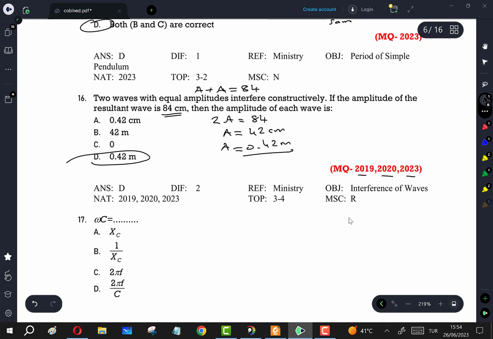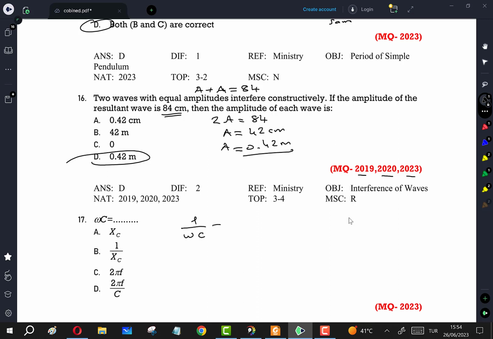Question number 17. Omega C is equal to what? We remember 1 over omega C is XC, capacitive impedance. So when we flip both sides, because 1 over omega C is equal to XC over 1, flip both sides, omega C becomes 1 over XC. So 1 over XC, B is the correct choice.